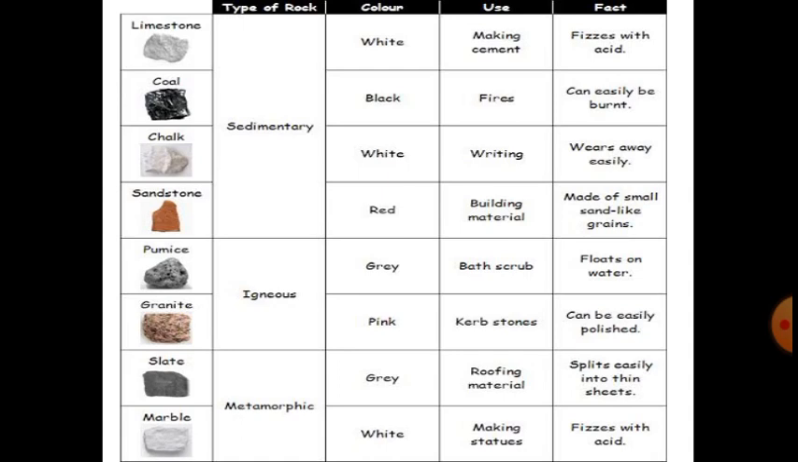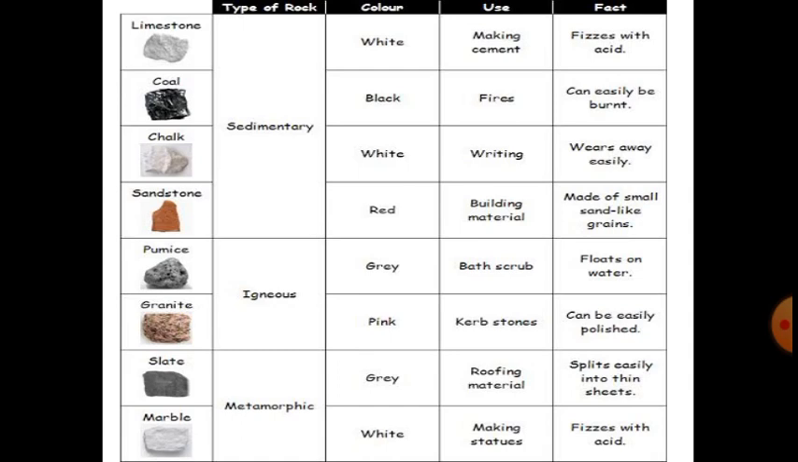Now, types of rocks and their uses. We have limestone. What do we use limestone for? The color is white and it's used for making cement. We have coal. Coal is black and we use it to make fire. We have chalk. Chalk is white and it's used for writing. And we have sandstone. Sandstone is red and is used as building materials. Limestone, coal, chalk, and sandstone are all examples of sedimentary rocks.